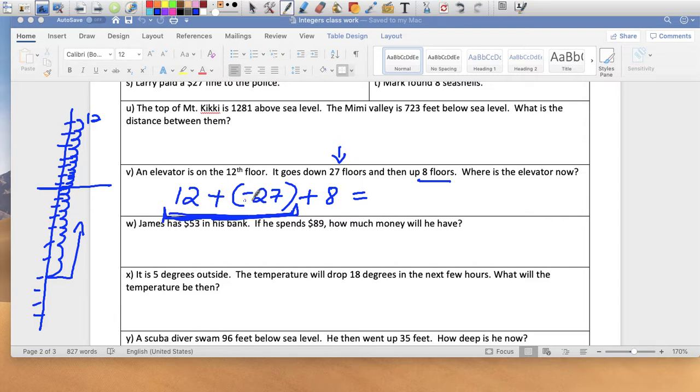So I have positive 12 plus negative 27. Well, I know there's more negatives, so I know this part of the expression is going to be a negative number. I'm going to make 12 zero pairs, right? Because there's 12 here and definitely 12 here. And after I make the zero pairs, there's going to be 15 negatives left over. I'm going to take that and I'm going to add the 8. Negative 15 plus 8, and again, there's more negatives, so I know my answer is going to be negative right away. I'm going to make zero pairs. I can make 8 zero pairs, and what am I going to have left over? After I make the zero pairs, I'm going to have 7 left over. So where is he after? He's going to be on the negative 7th floor.